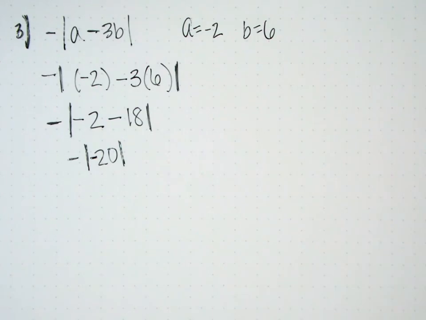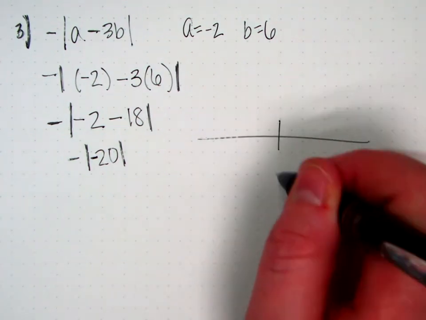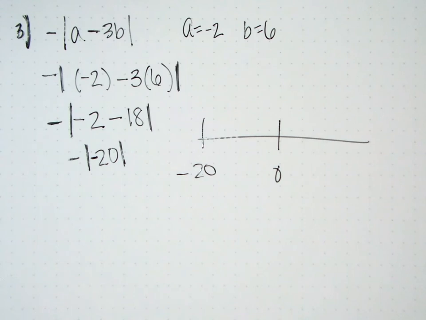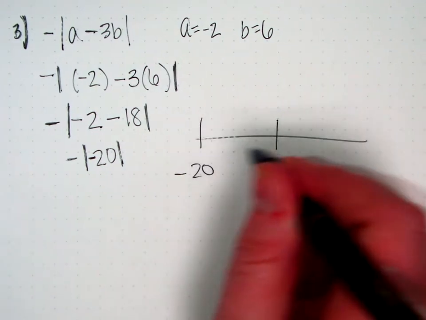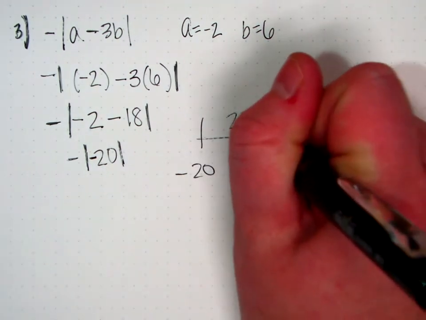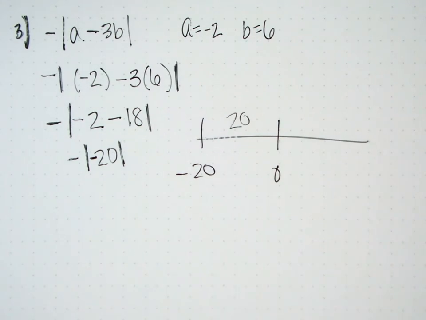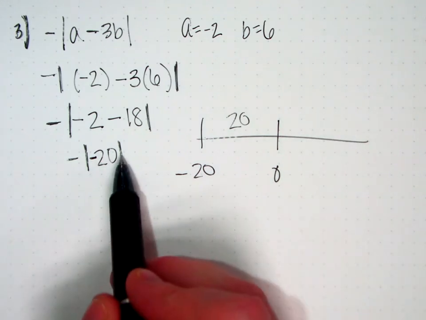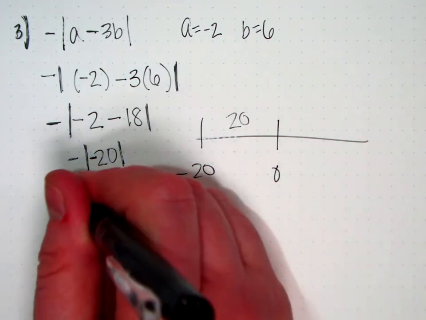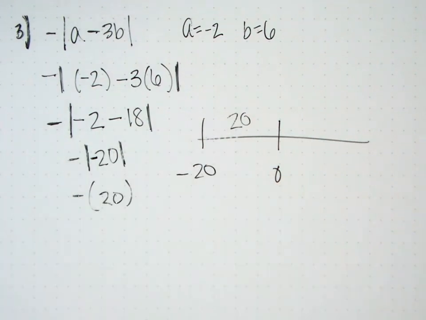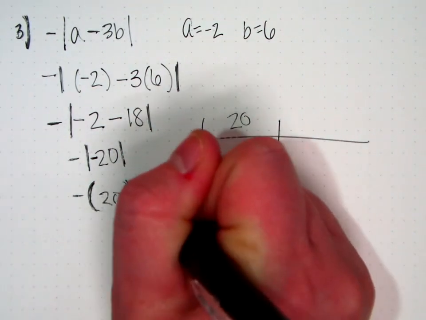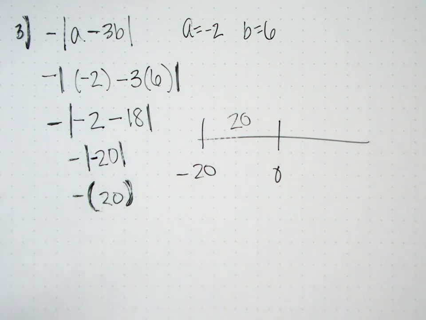absolute value mean? How far away is negative 20 from 0? It being negative, all that does, this is 0, and I have negative 20, it means it's on the left side of 0. It's in the negative land of integers. How far is this distance? That's the absolute value. This distance is 20. It would take 20 steps to get back to 0. That's what absolute value is asking you: how far away is that number from 0? So the absolute value of negative 20 simplifies to 20. That negative on the outside stays as far as the answer, so now my answer is just negative 20.